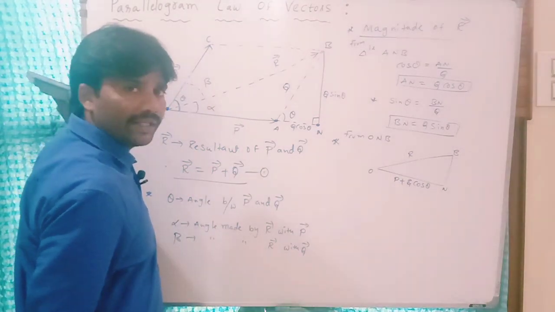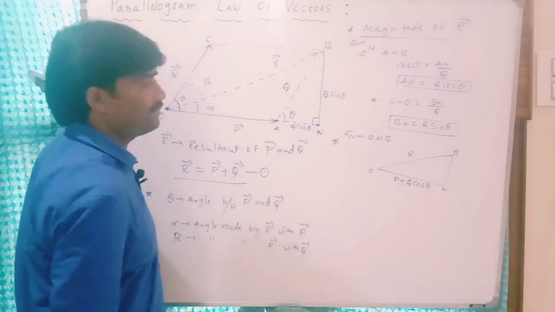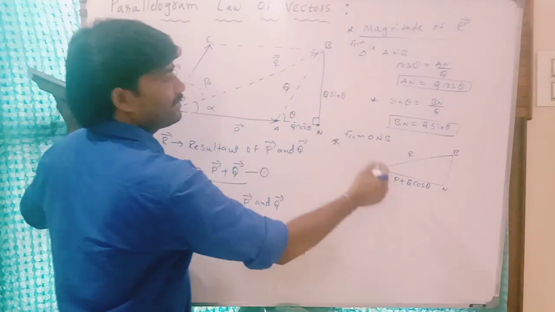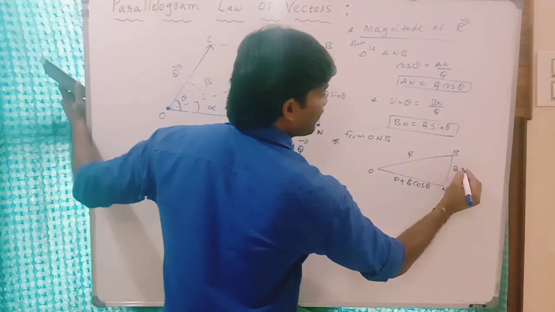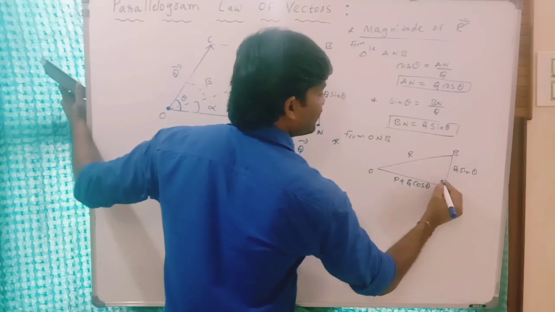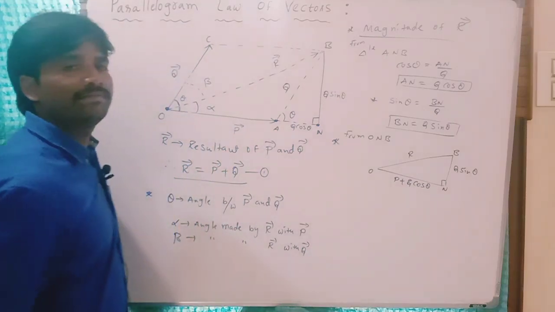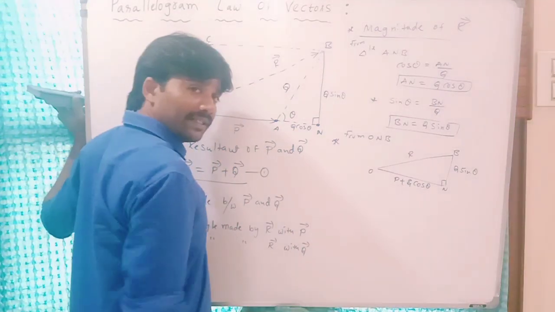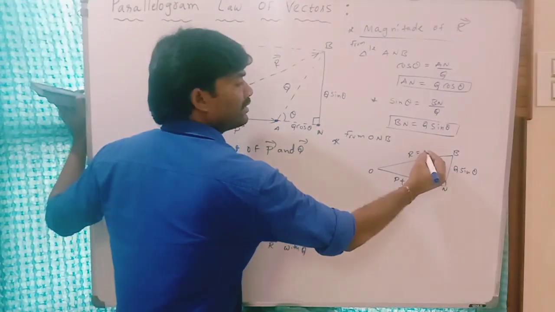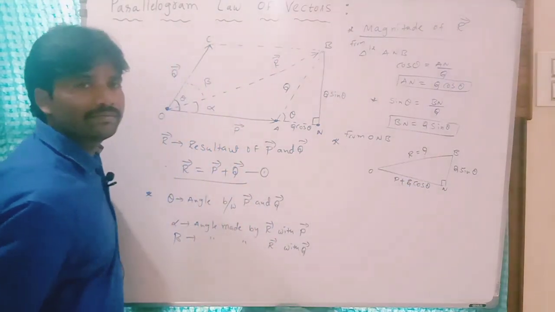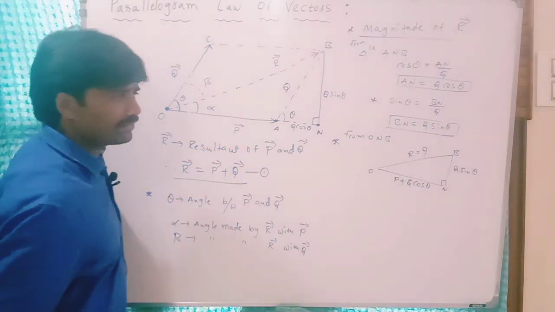That side ON is equal to P plus Q cos theta. You can see this side, this is what? Q sin theta. Here this is the perpendicular normal line, 90 degrees. Now you can apply Pythagoras theorem for this R. I want this R value. For that you can apply Pythagoras theorem.